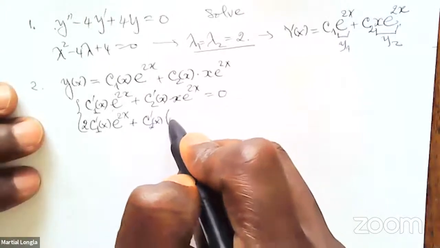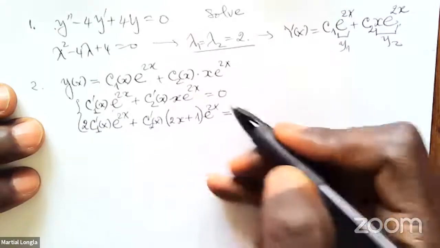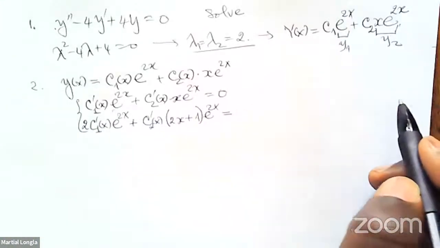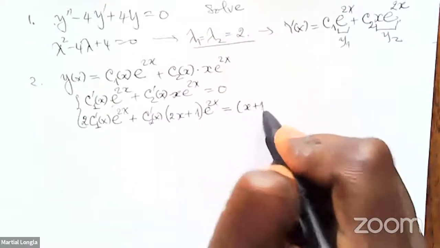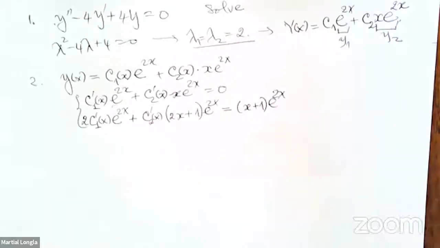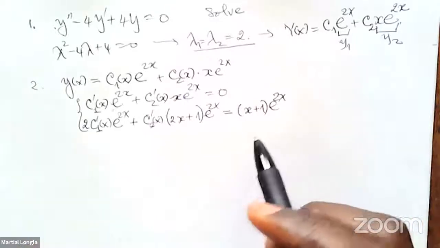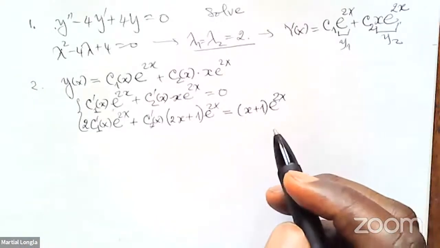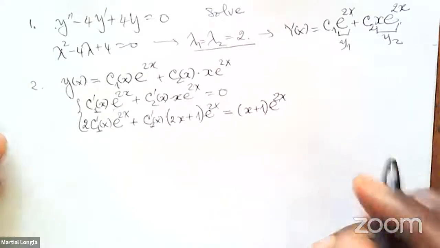to the 2x. So it's going to be (2x plus 1) e to the 2x, equals the right-hand side of the equation. And the right-hand side of this equation is (x plus 1) e to the 2x. And so this is the system that you need to use to solve the problem. There are two ways of solving this problem. You can take the first equation, solve for C1, plug in here and solve, but you can also use Cramer's method to solve it.